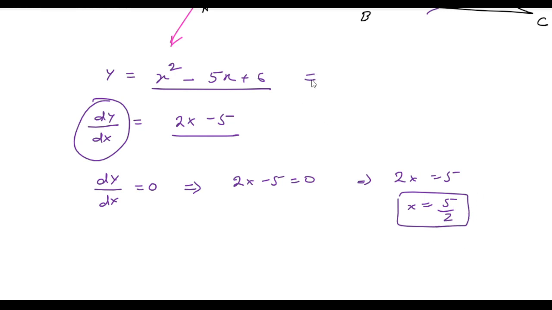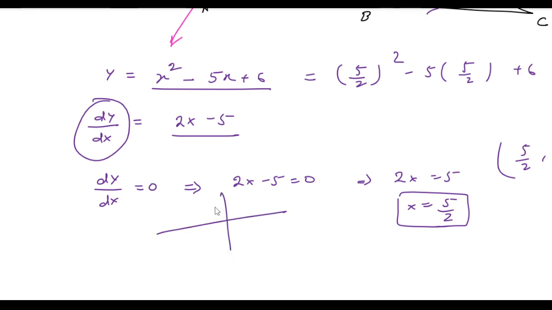Put this x equals 5 by 2 in your original equation. You will get (5 by 2) square minus 5 times 5 by 2 plus 6. So simplify it. For a cubic equation, you will get dy by dx as a quadratic. Here it is minus 1 by 4. So your turning point is 5 by 2, comma minus 1 by 4. If you draw the graph, it will go something like this, and this is your turning point.